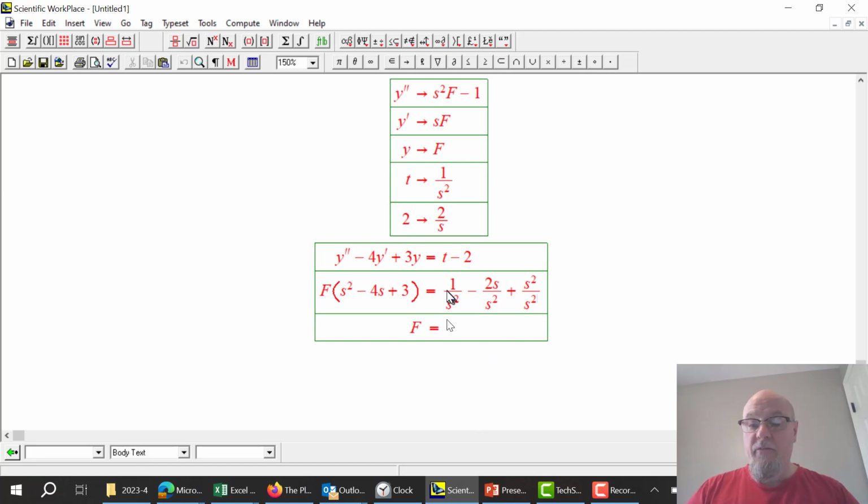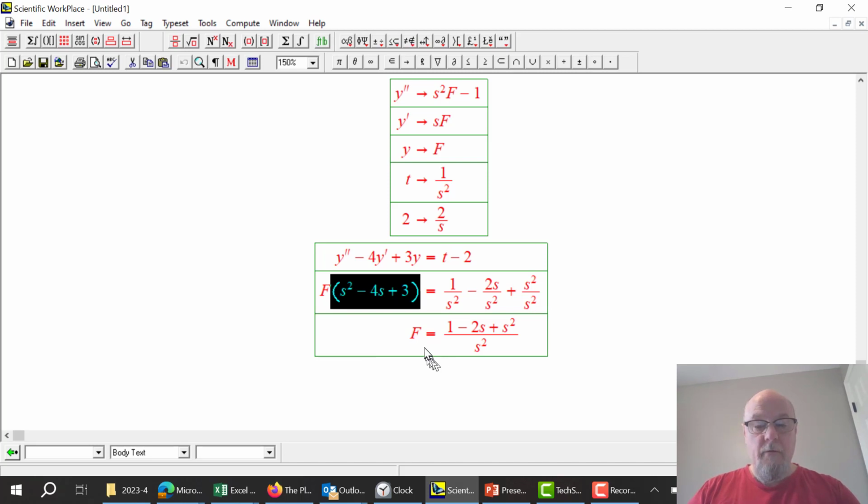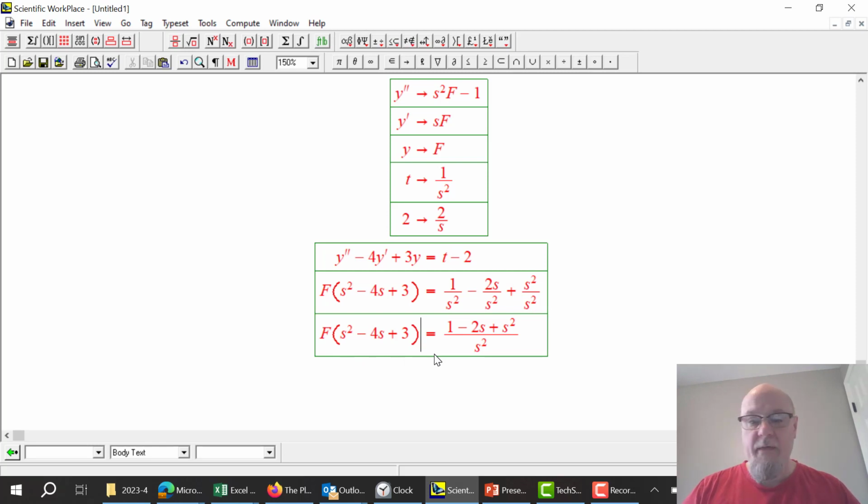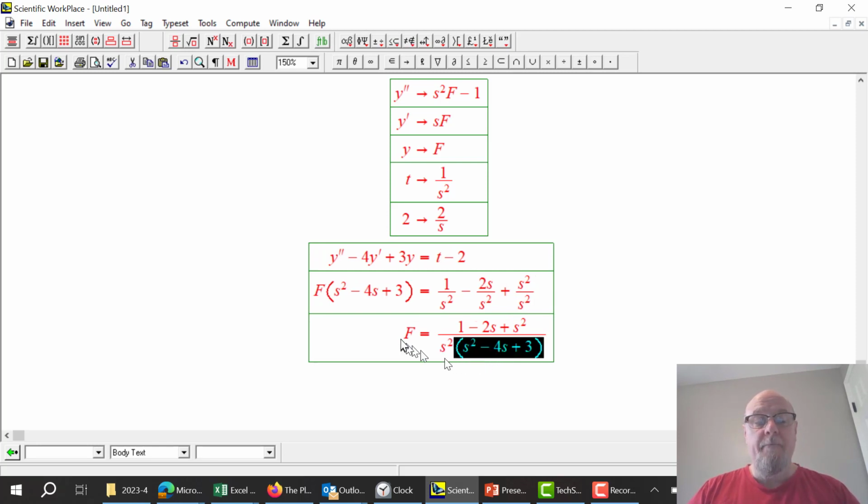And now when I put these together, they'll all be divided by the common denominator of s squared. There'll be a 1 minus 2s plus s squared. And I'll still have this F times... that's not F of, that's F multiplied by that bracket. And now I can solve for F. So I'm going to divide both sides by that bracket. And now I have F equals.